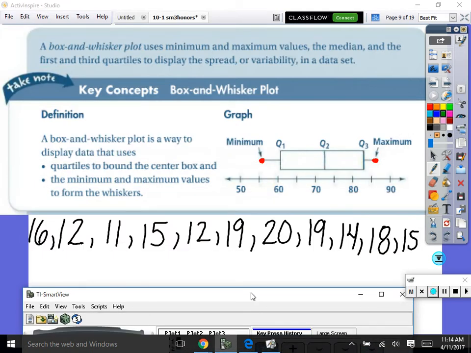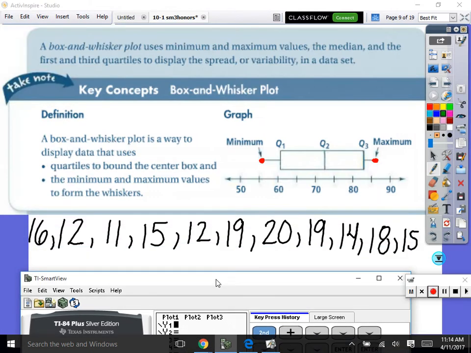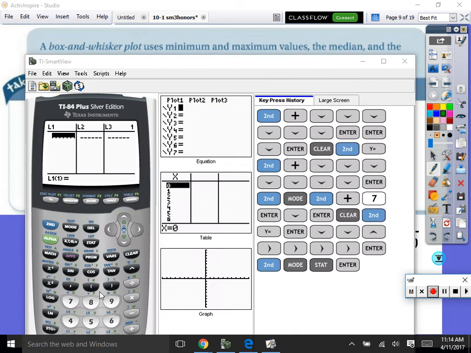So you'll hit 16, enter, 12, enter, 11, enter, and so on. Numbers, so it'll be quicker.